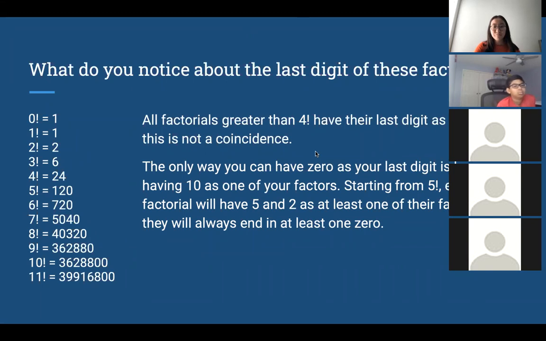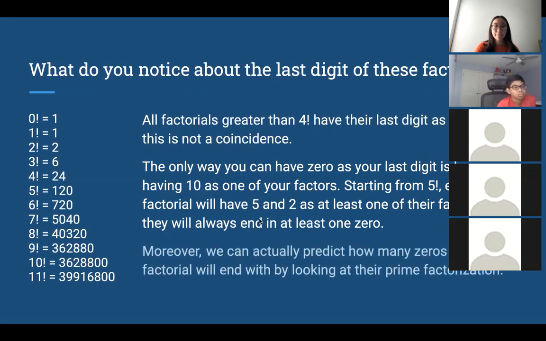So the only way you have 0 as your last digit is if you have 10 as one of your factors. And to have 10 as a factor, you must have 2 times 5 in the prime factorization. So starting from 5 factorial, every factorial is going to be divisible by 10. We can also predict how many zeros a factorial will end with by looking at its prime factorization.